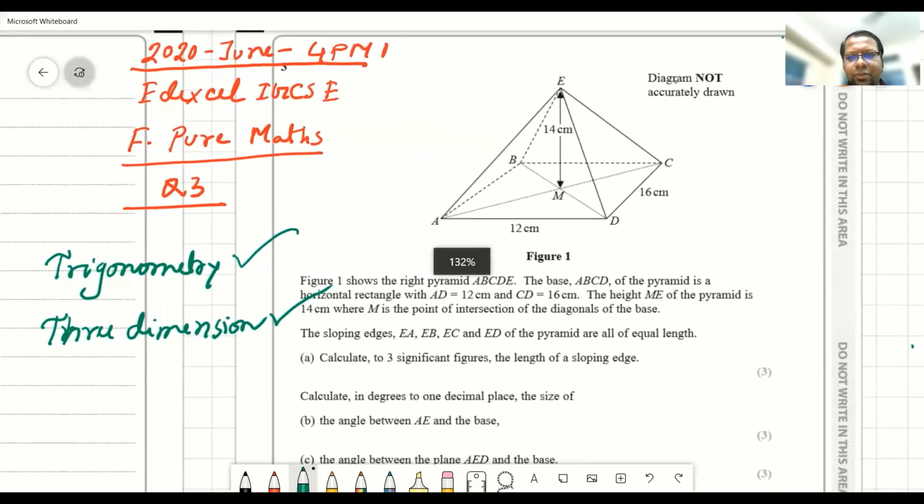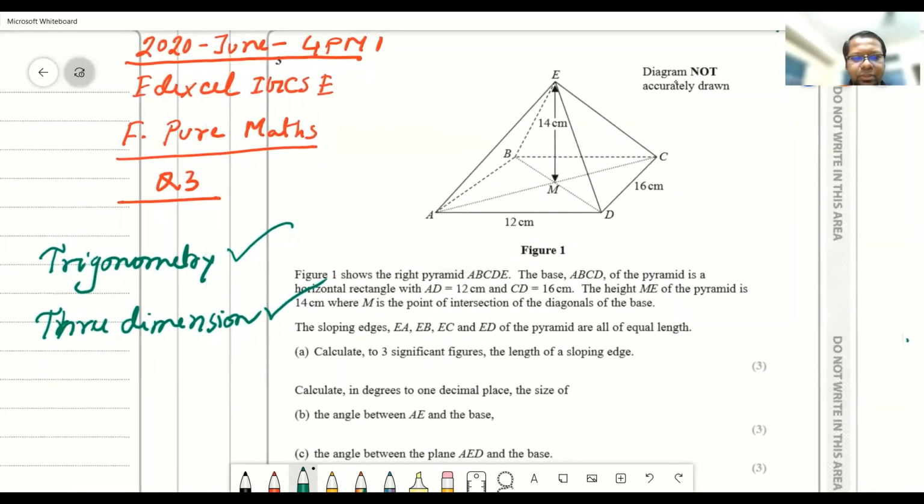So let's at first go through the first part of the question. Figure 1 shows the right pyramid ABCDE. Now, right pyramid, that's important information. I'm telling you after 1 or 2 minutes. The base ABCD of the pyramid is a horizontal rectangle. So ABCD is a horizontal rectangle.